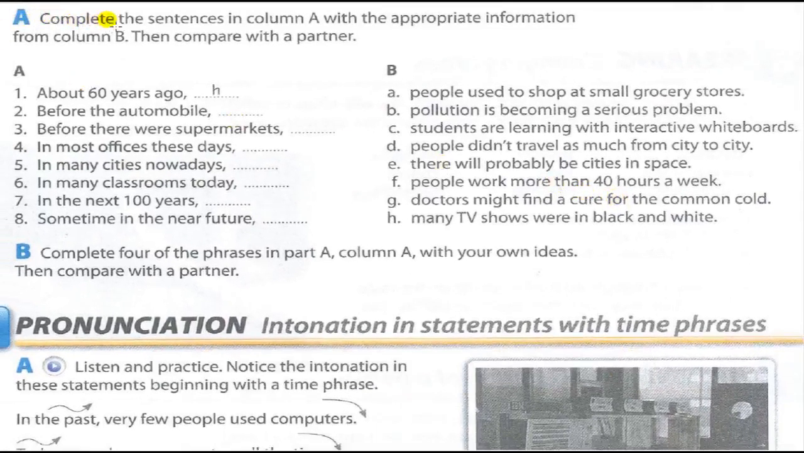A. Complete the sentences in column A with the appropriate information in column B. Then compare with a partner. In this exercise, you match 1, 2, 3, 4, 5, 6, 7, 8 with A, B, C, D until H. Example, about 60 years ago, H. Many TV shows were in black and white. So number 1, H.